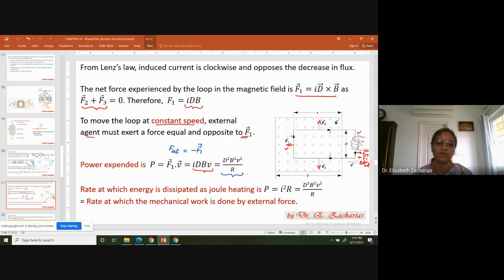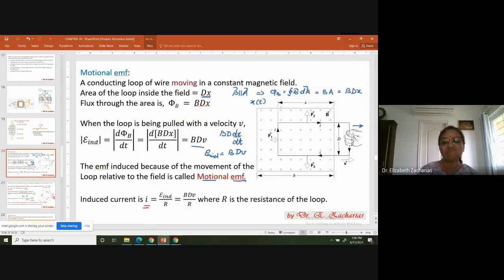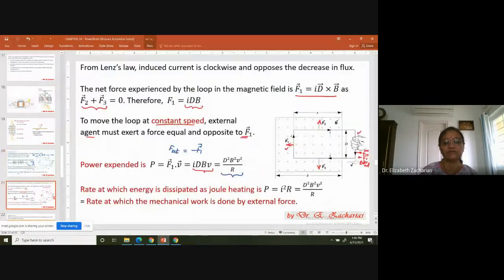Can someone explain how this step came? Anyone? Look at this. In the previous page, you got I is equal to BdV by R. So we're just making that substitution here.